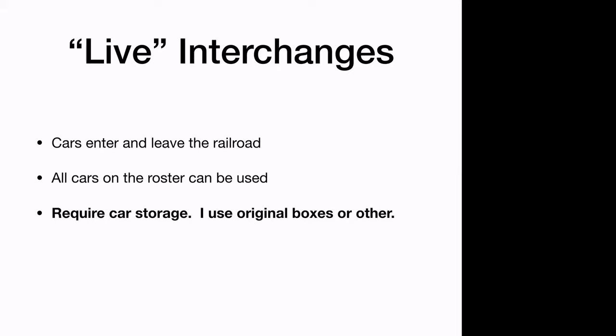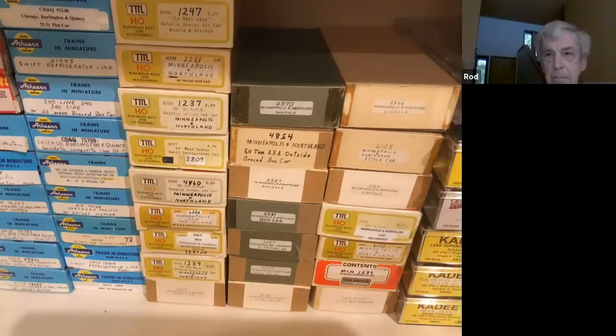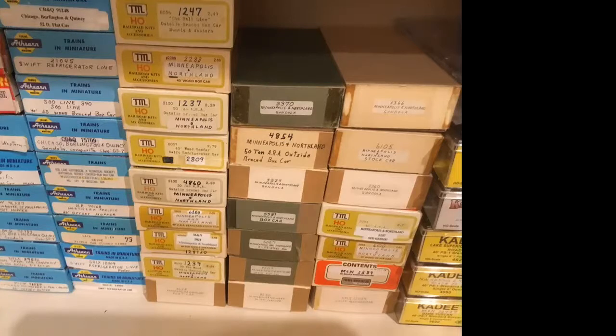Now, obviously, all the interchange, if you use it as I do, requires the cars. I remember using boxes. I like the original box. I've always done it just that way. And obviously, this is not the only way. They could just put them in drawers, whatever. But original boxes or other boxes, as you see here, you see some green ones and the white ones over there.